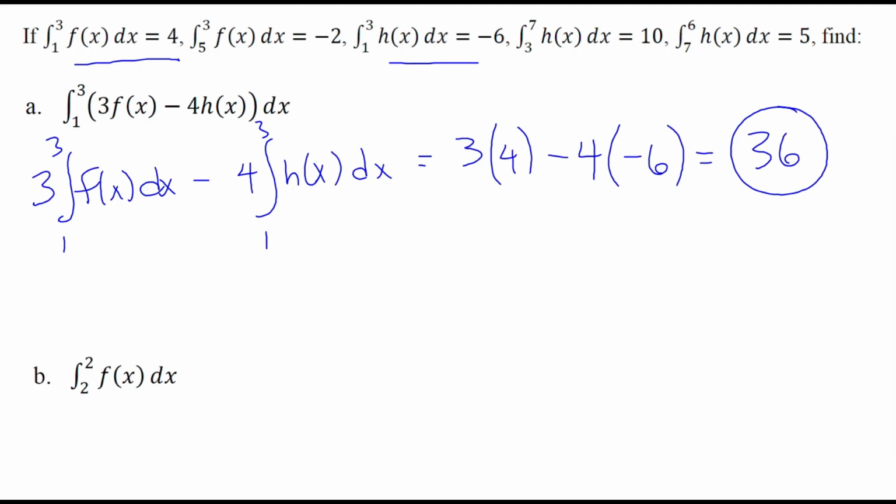For our next one here, this one's actually really straightforward. We don't need any of the known integrals up there. The integral from 2 to 2 of any function, or the integral from a to a, right, if these upper and lower limits are the same, is always just equal to 0. Because if there's no interval, we can't have an area underneath that curve, right? So the area is just going to be 0.